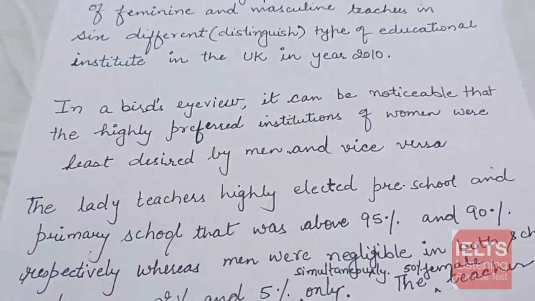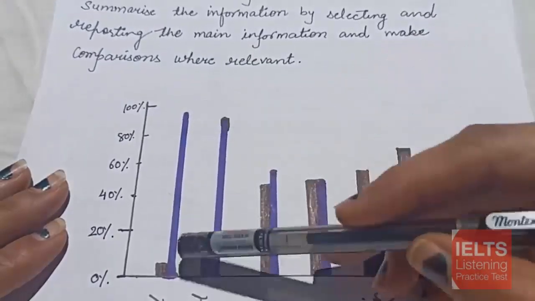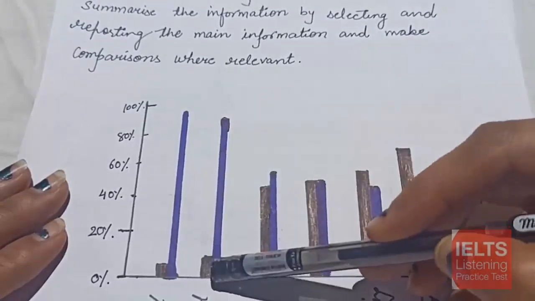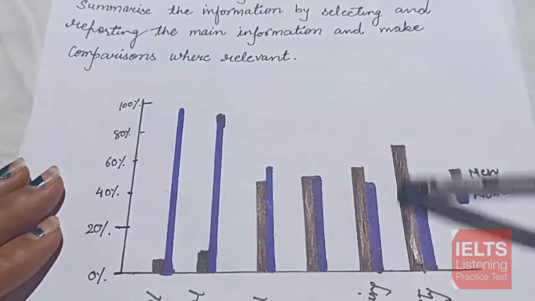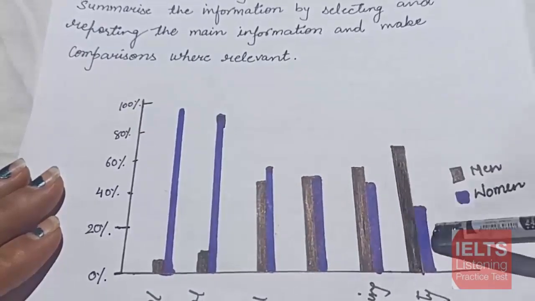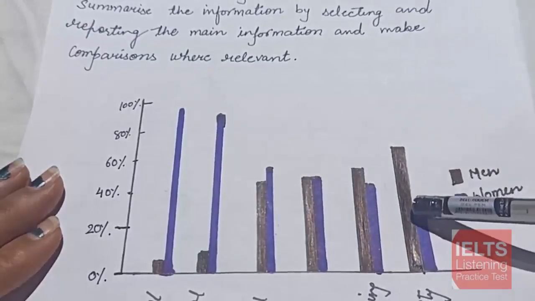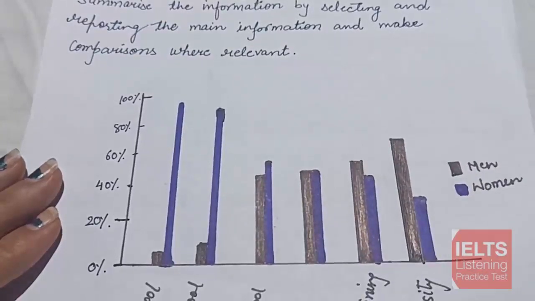Okay, so let's have a look. See, the highly preferred by women is least preferred by men. In this also, this is the least preference, and the one which was highly preferred by men was least preferred by the women. As you can see, this is also the least preference of women in the 6 institutions.